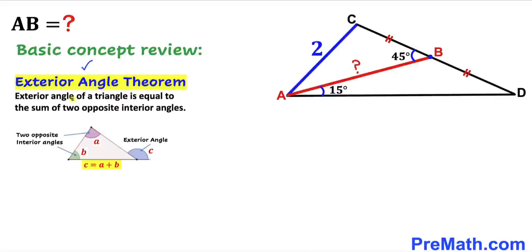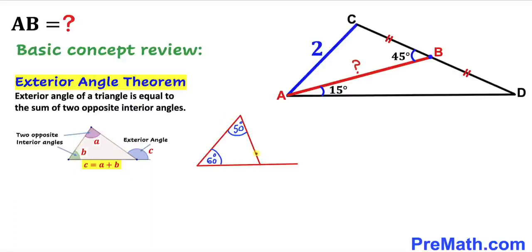According to this theorem, the exterior angle of a triangle is equal to the sum of two opposite interior angles. As you can see in this diagram, this angle C is our exterior angle, and that is going to be equal to the sum of these two opposite interior angles A plus B. And now let me give you an example.